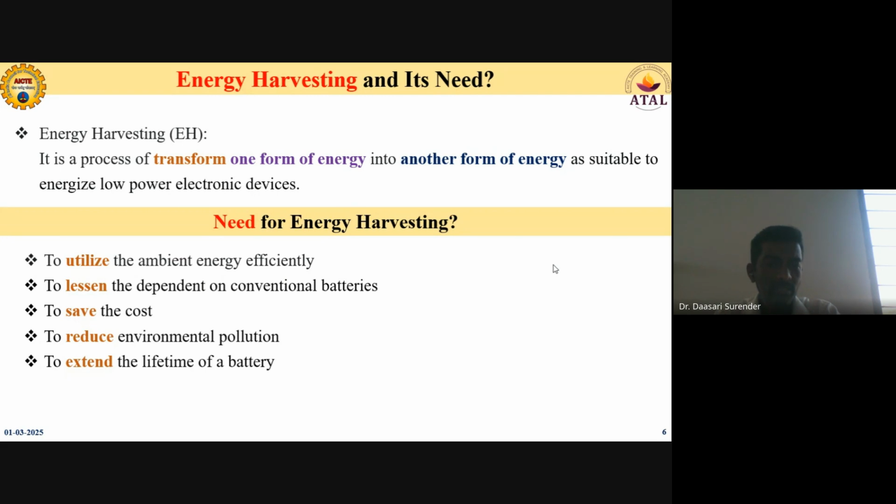The necessity of energy harvesting is its utilization. We are properly utilizing the ambient energy which is efficiently available. That is the most important thing. The second one is that nowadays we are depending on conventional batteries. By energy harvesting approaches, we are lessening the dependence on conventional batteries. One more thing is that the conventional battery lifetime is less, so we need to replace them every time. That increases the complexity as well as the cost.